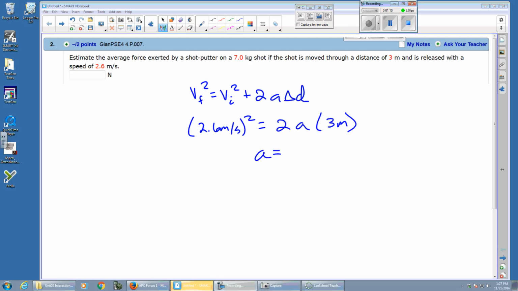a equals something around 2. Squared divided by 6. 1.12667 meters per second squared.